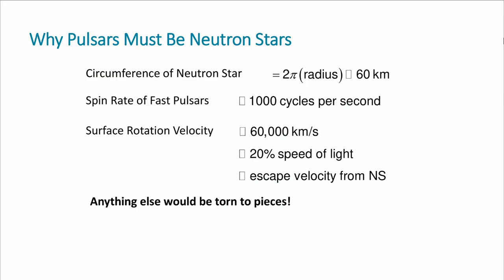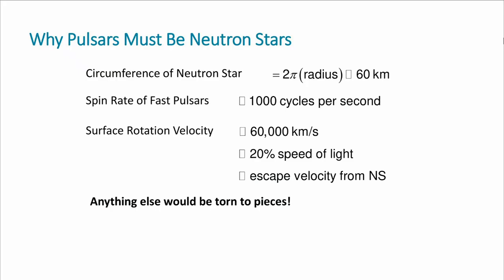If we time the pulses that we see, we can get a rotation rate. And using the radius and the rotation rate, we can calculate the speed that an object on the surface of the neutron star must be traveling. When you do that calculation, you see that the material on the neutron star has to be moving at a considerable fraction of the speed of light.